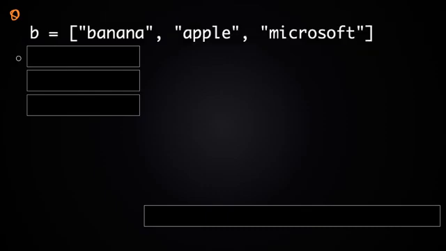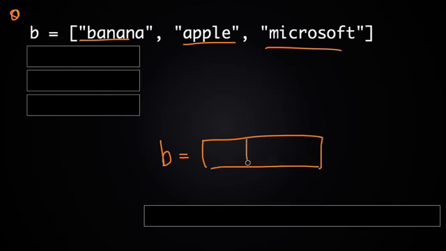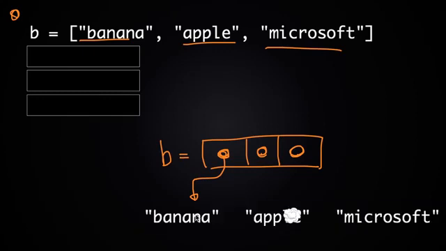use for thinking about a list in Python. When you have B equals banana, Apple, Microsoft, the way you can think about it is that B is going to be sort of like 3 boxes put together, or one giant box, one long box with 3 compartments. And each of those compartments acts like a variable. So each of those refers to a value. In this case, the first compartment refers to banana, and the second element refers to Apple, and the third element, of course, refers to the string Microsoft.